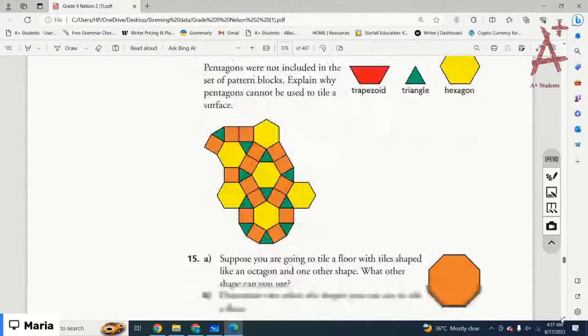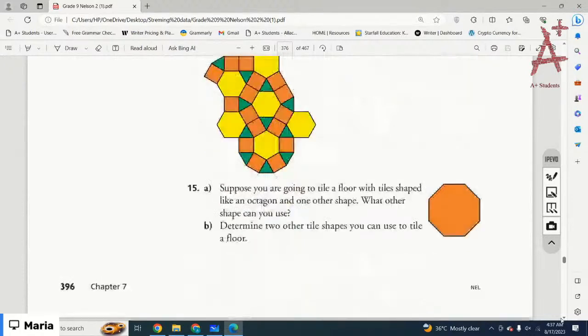The next one is, suppose you're going to tile a floor with tiles shaped like an octagon and one other shape. What other shape can you use? Determine two other tile shapes you can use to tile a floor. Okay, so you have to place geometric figures without gaps and overlaps, right? So if you're going to put this shape, which is the other shape you're going to use?